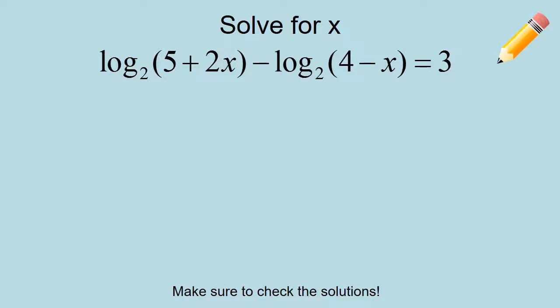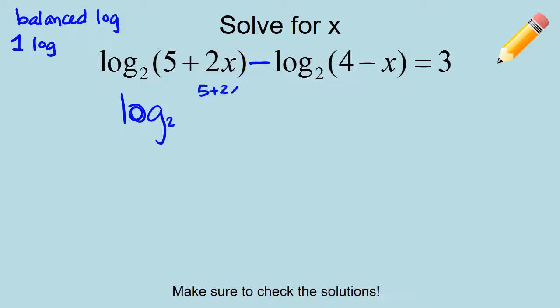All right, let's take a look at just a couple more examples. Again, my options are to get balanced logs, meaning one-to-one relationship, or narrow it down to one log. So in this case, I see that I am subtracting logs. So using my properties for logarithms, I can change that subtraction sign, and I'm now going to have log base 2 of 5 plus 2x over 4 minus x. Whatever comes first is in the numerator. Whatever value is second is the denominator. And still all equal to 3.